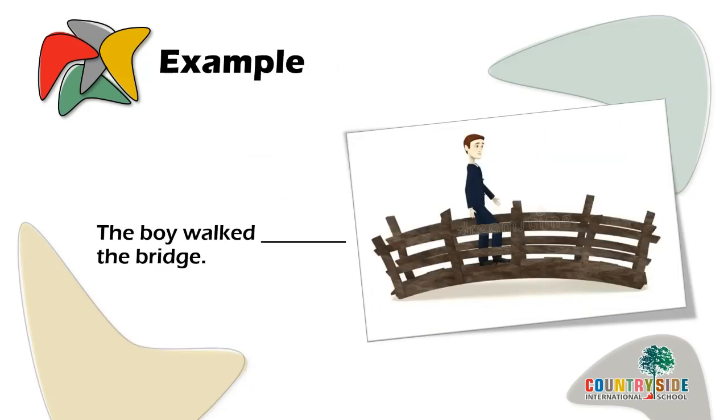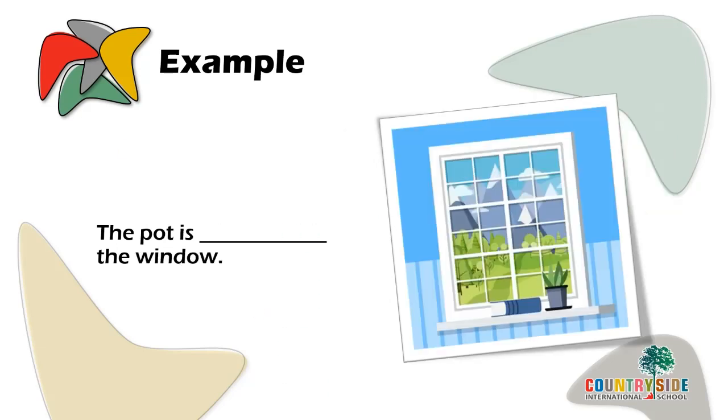Let's see a few more examples. The boy walked dash the bridge. Where is he walking? He is walking over the bridge. The pot is dash the window. Where is the pot kept? In front of the window.